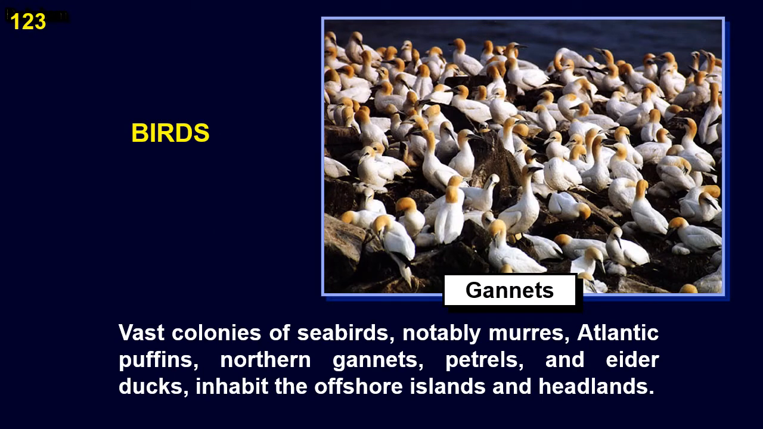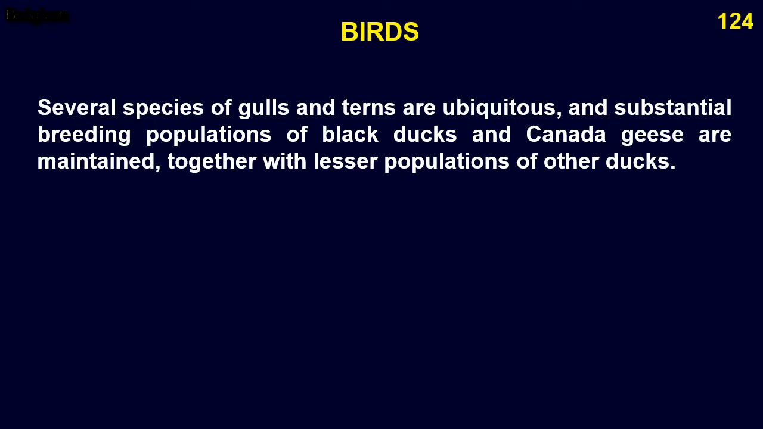Vast colonies of seabirds, notably murres, Atlantic puffins, northern gannets, petrels and eider ducks, inhabit the offshore islands and headlands. Several species of gulls and terns are ubiquitous, and substantial breeding populations of black ducks and Canada geese are maintained, together with lesser populations of other ducks. Migratory shore and wading birds frequent the coast seasonally. Upland game birds include ptarmigan, grouse and snipes, while such birds of prey as the osprey and bald eagle are common.